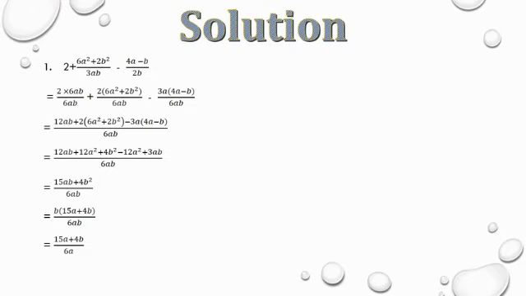(4a - b)/2b. Okay, so when solving fractions, we first find the common denominator. So in this case, we've got 1, 3ab, and 2b as our denominators. The common denominator of these denominators is 6ab.